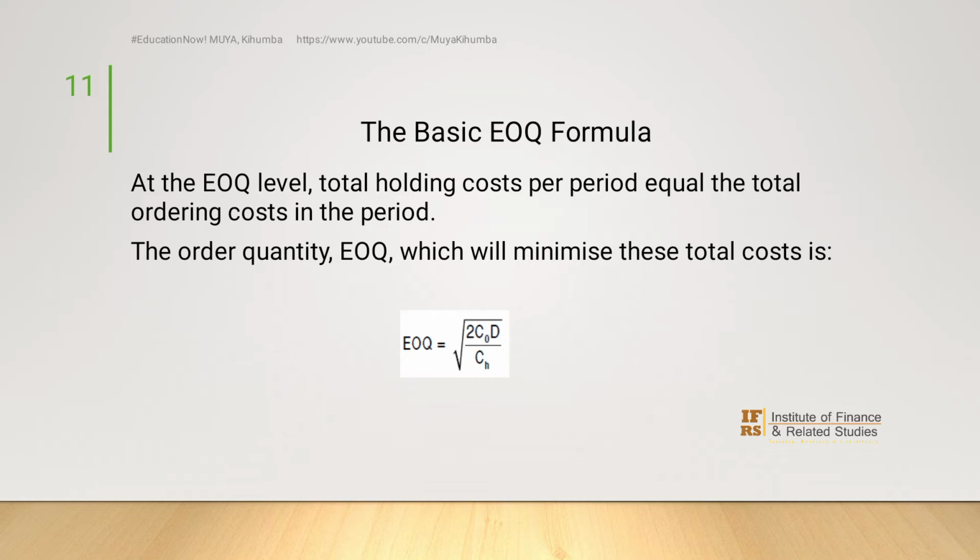And we shall see practically that at EOQ level, the total holding cost per period is equal to the total ordering cost in the period. In computing EOQ, we compute it as the square root of 2 times ordering cost times periodic demand, everything divided by holding costs. That's a very important formula to learn.